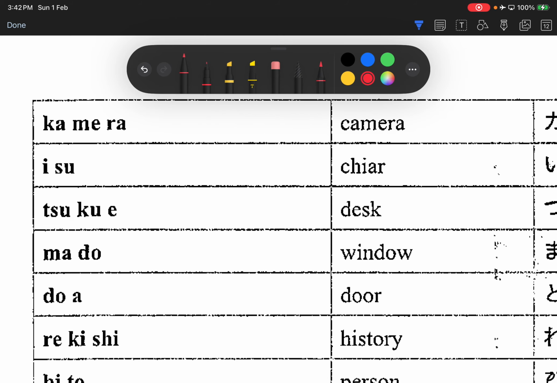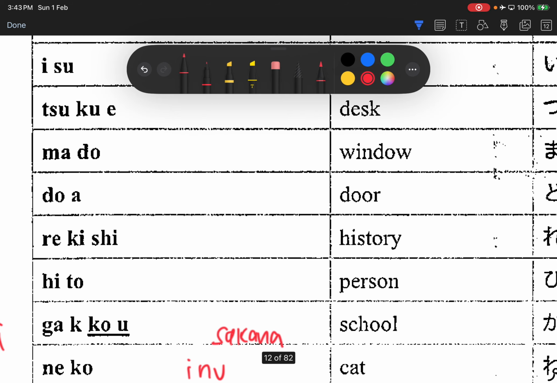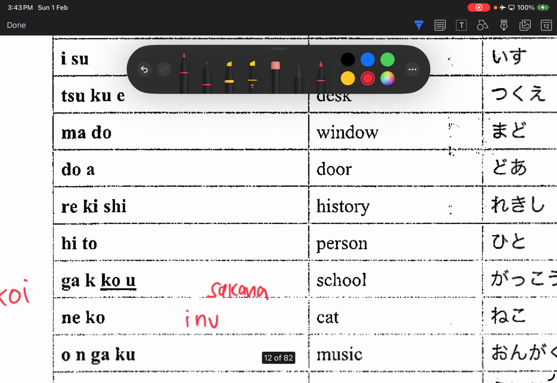Camera. Isu. Tsukue. Mado. Door. Rekishi. I don't pronounce the I sound. Rekishi. R-E-K without the I sound. In the previous textbook they tell you either U or I can be silent. So this is where the I is silent. I don't say rekishi with the I, I say rekshi. The K goes with the front sound. So rek-shi, which means history. Okay, so I is silent. Okay, next one. Hito.